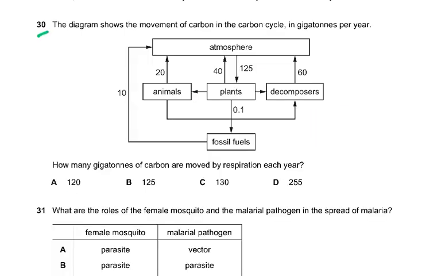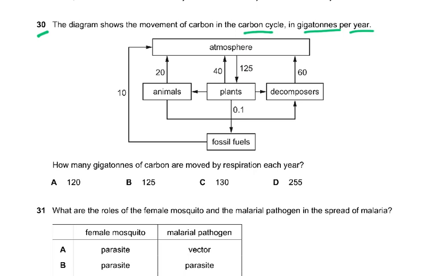Now, question 30, as it says in the exam report, the question was not well answered. That means you're all very confused about this. The diagram shows the movement of carbon in the carbon cycle in gigatons per year. Well, that doesn't matter, whatever the units were, that is immaterial. But what is important is that you need to look at this carbon cycle.